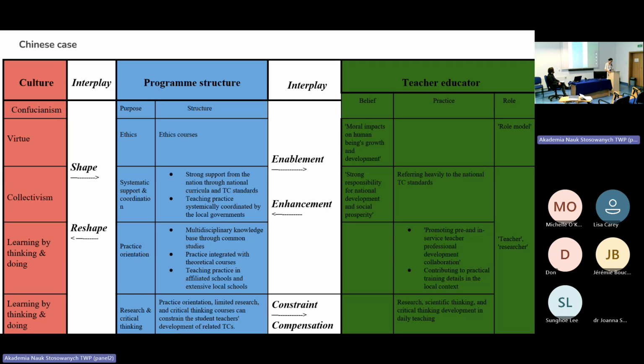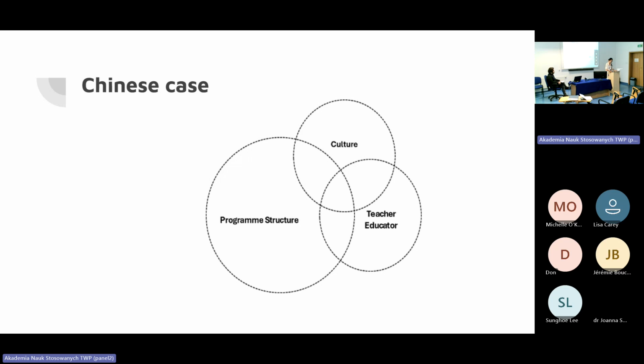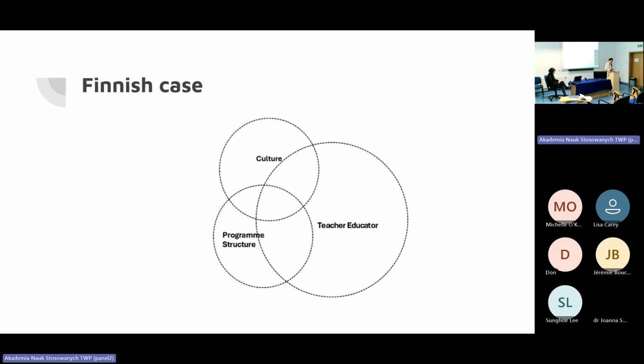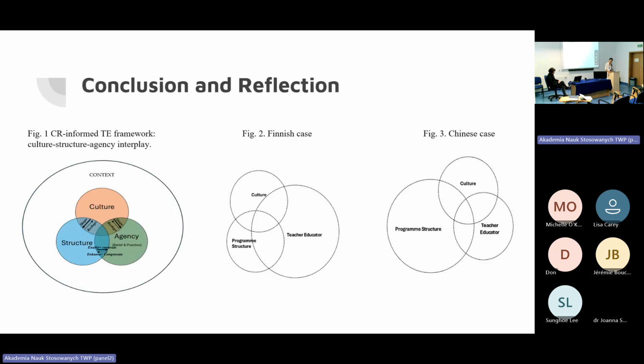Number four, context-sensitive interaction. The next two figures will illustrate context-sensitive interactive patterns adapted from the general teacher education model proposed earlier. In Finland, interplay is driven by decentralization and Bildung, fostering autonomous agency and curricular freedom. In China, interplay is framed by Confucian ethics and centralized alignment, fostering moral responsibility and coordination.